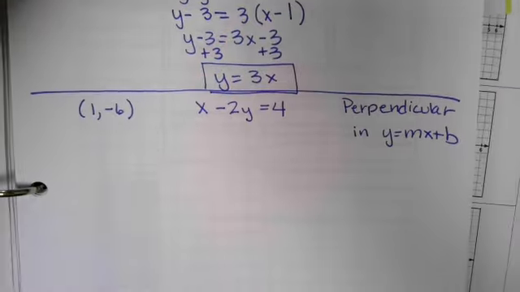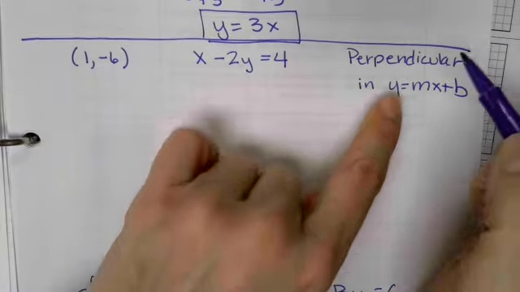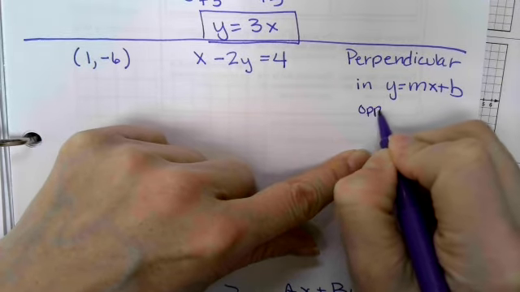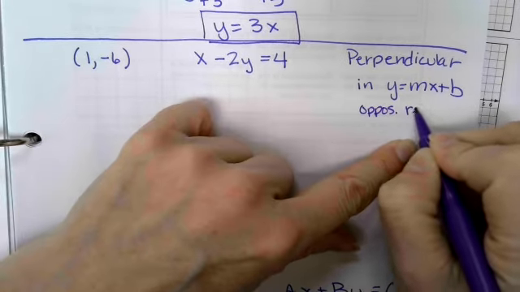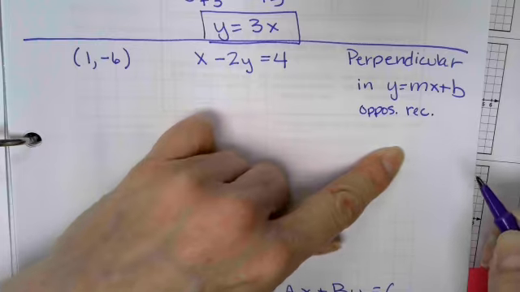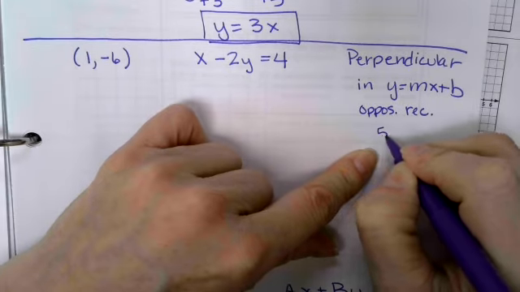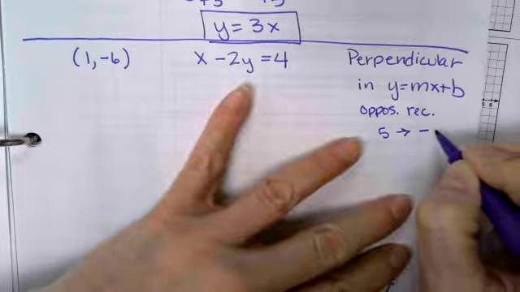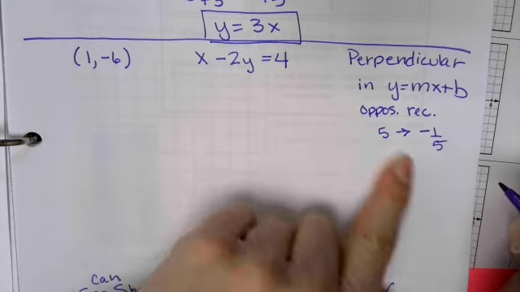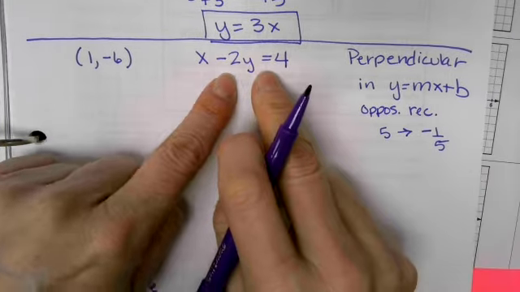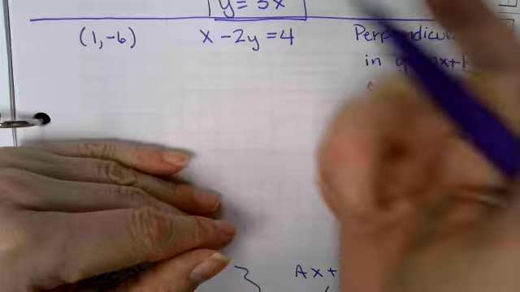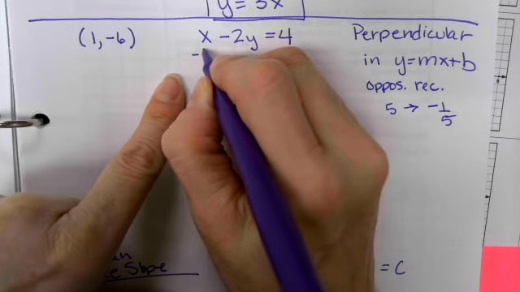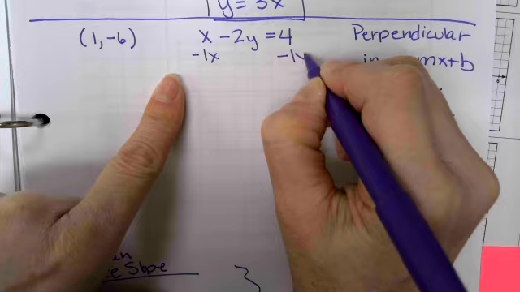Now, perpendicular, that is the one where you take the slope that you're given and you have to use what's called its opposite reciprocal. The opposite reciprocal is like if I had a slope of 5, its opposite reciprocal would be negative 1 over 5. Opposite reciprocal for perpendicular. This equation doesn't show me the slope. So I'm going to do the safest bet, and I'm going to isolate y. So I will subtract 1x from both sides.